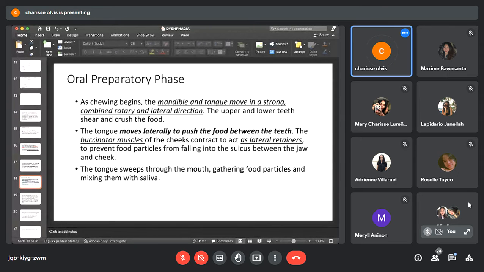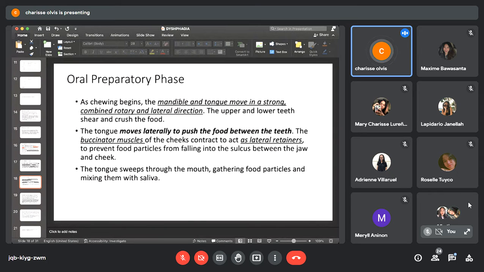The tongue moves laterally to push the food between the teeth. For example, when we try to swallow, nothing is left in the mouth. Okay, so that's the action of the tongue. And then your buccinator muscles, okay, of the cheeks, so that's on the side. They also act as lateral retainers to prevent the food particles from falling into the sulcus between the jaw and the cheek.